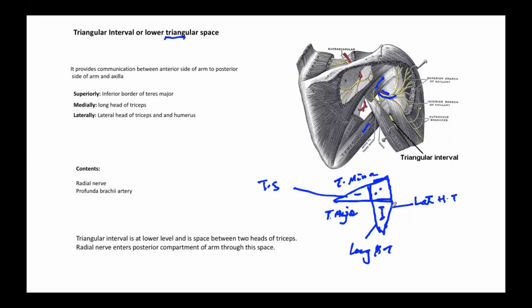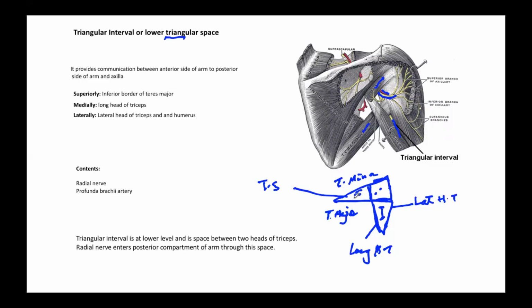So it's easy to make its boundaries now. Above is teres major, medially is the long head of triceps and laterally is the lateral head of triceps. It communicates with the posterior surface of the arm and transmits the radial artery and profunda brachii artery. And then this is the triangular space.